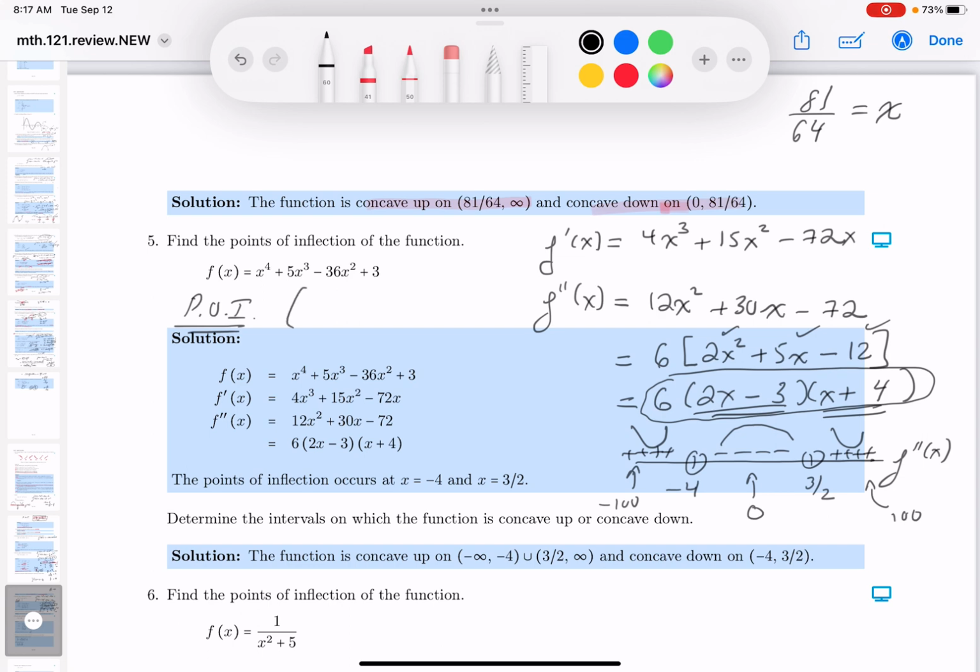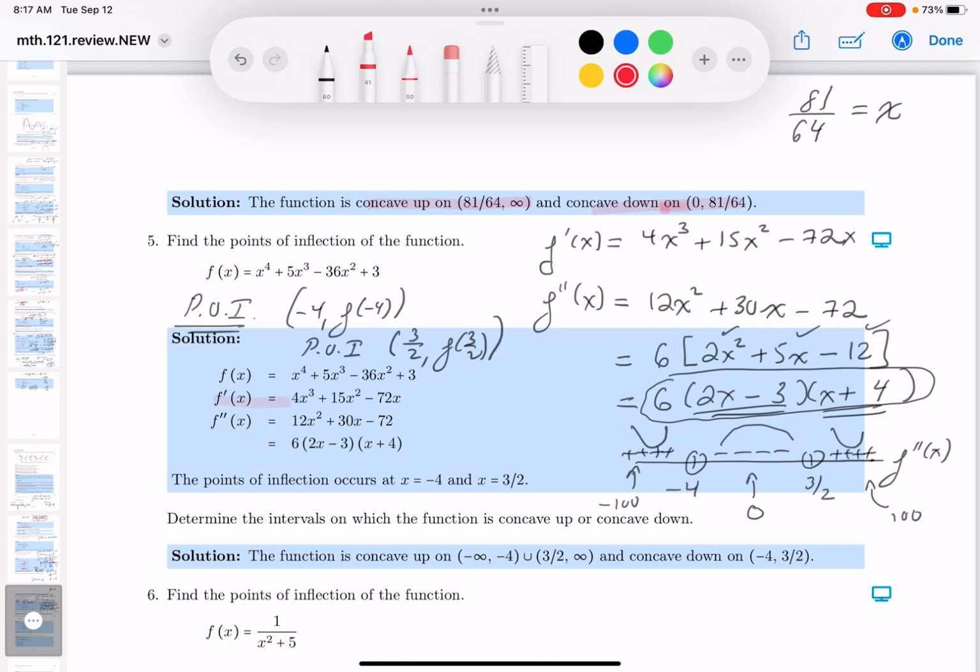What's it going to be? One occurs at minus 4 because the concavity changes. So minus 4, f of minus 4. No, I'm not going to compute that. The other point of inflection is going to occur at 3 halves. F of 3 halves.